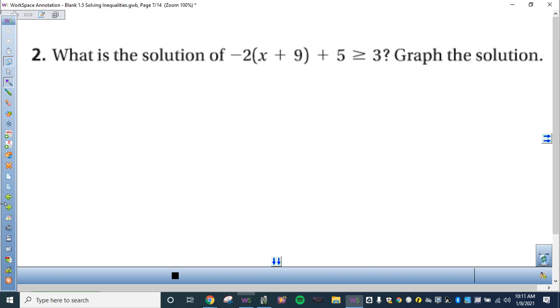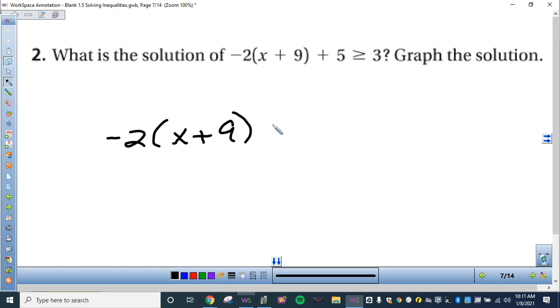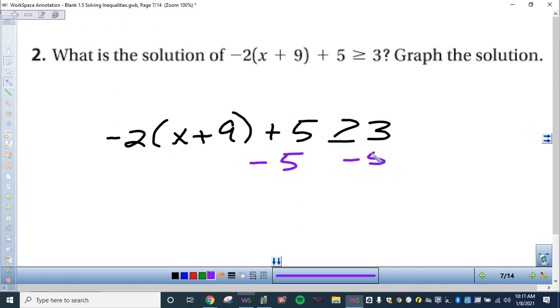Okay, so you should have answered that after my little story time. You should be good. I'm going to do the problem now. Negative 2 times the quantity x plus 9, plus 5, is greater than or equal to 3. When I have you guys do these problems, I do this super fast, so hopefully you have your work down and just make a correction or two. But we go fast. So subtract 5 from both sides.